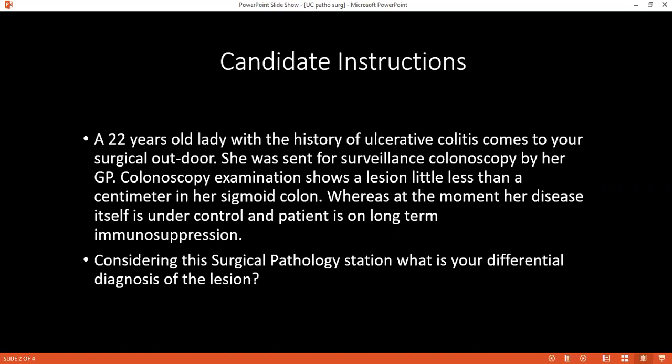Right. So if you have read and understood, considering its surgical pathology station, kindly tell me what are the differential diagnoses of the lesion that you can think of? Ma'am, my first differential will be a carcinoma colon. Second differential will be a pseudopolyp associated with ulcerative colitis. And third differential will be a diverticulitis, ma'am.